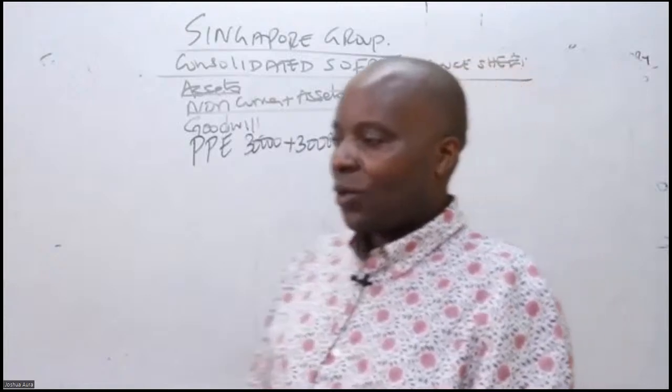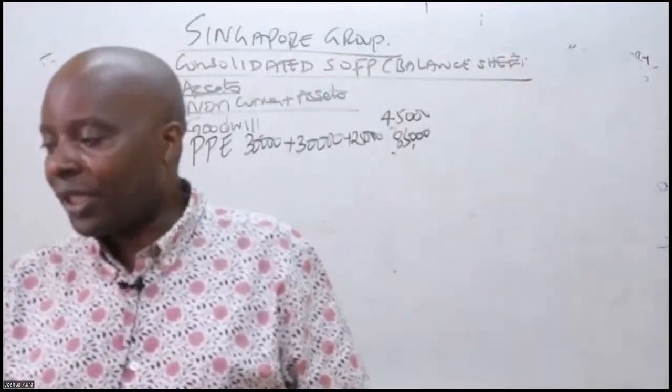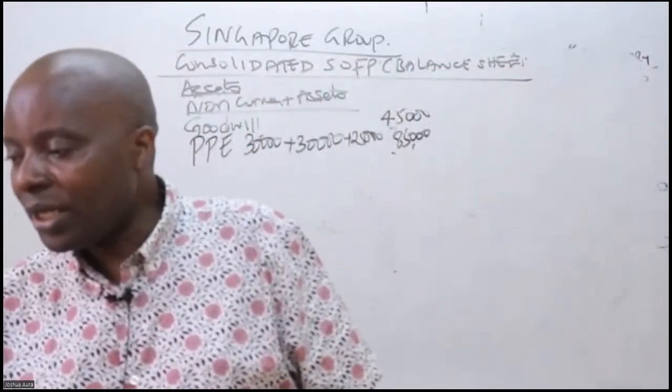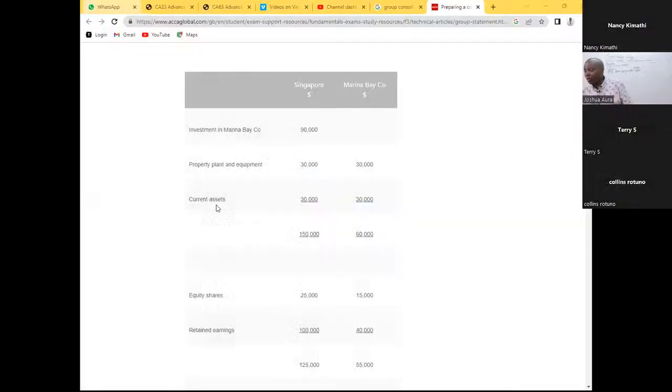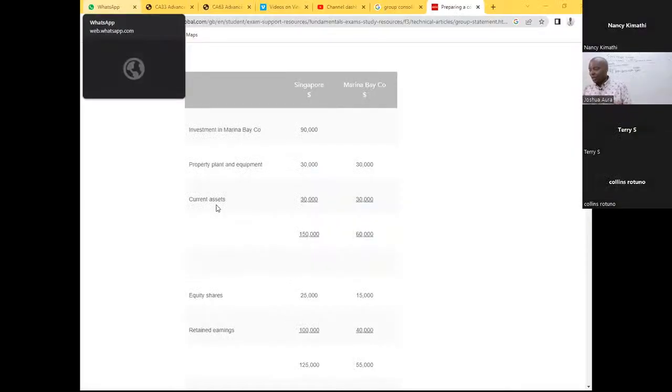Okay, so 85,000. Thank you so much. Now, after that, ladies and gentlemen, I would want us to come here and look for other assets. If you look at this very well, we don't have anything here. So we go to the current assets. What do we have? I can actually copy them down first.